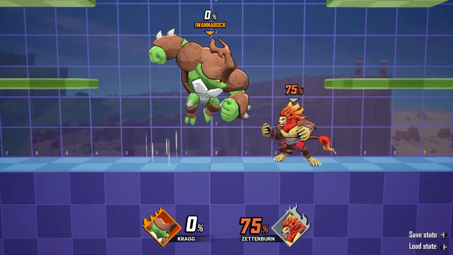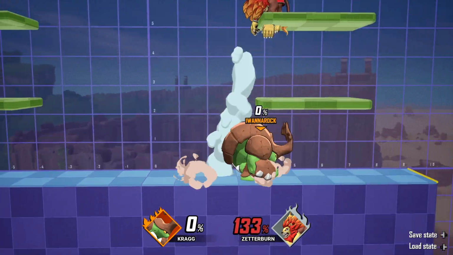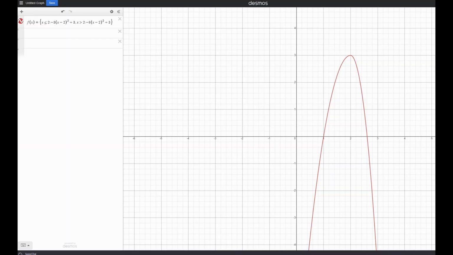The key word is somewhat, because the parabola starts to sink downwards after the opponent travels a certain distance, so it'd be more akin to a piecewise function, rather than a single quadratic.